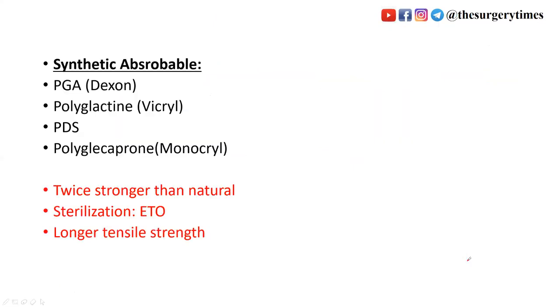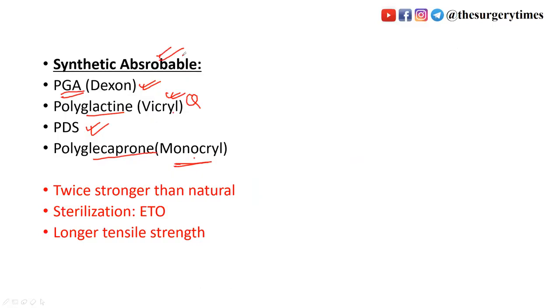So synthetic absorbable, few examples like Dexon, PGA, polyglycolic acid, and polyglactin is Vicryl. These are other names you should remember. This is also coming in an exam. And PDS is polydioxanone, and polyglecaprone is otherwise called Monocryl. So Monocryl and Vicryl are synthetic and absorbable.